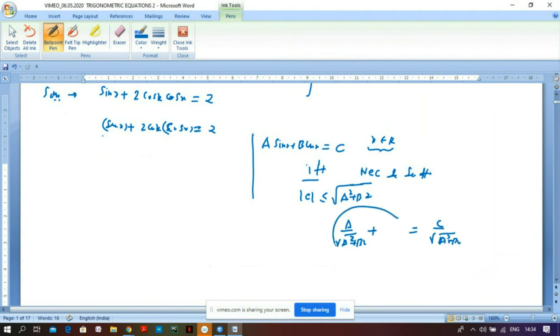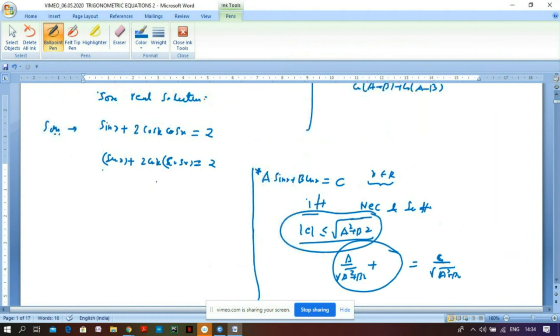The left side can be written as either sin(x + θ) or cos(x + θ), so this modulus must be less than or equal to 1, and you get this condition. To hammer the point again, a sin x + b cos x = c has at least one real solution if and only if |c| ≤ √(a² + b²). This is what makes it work.